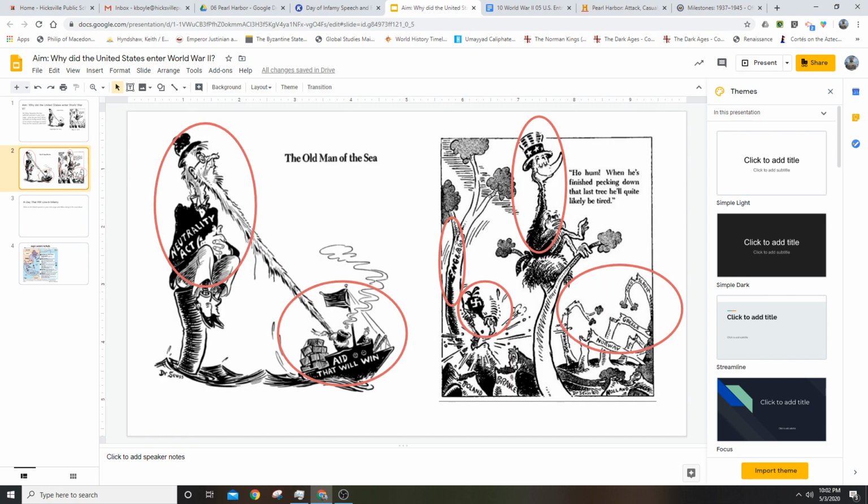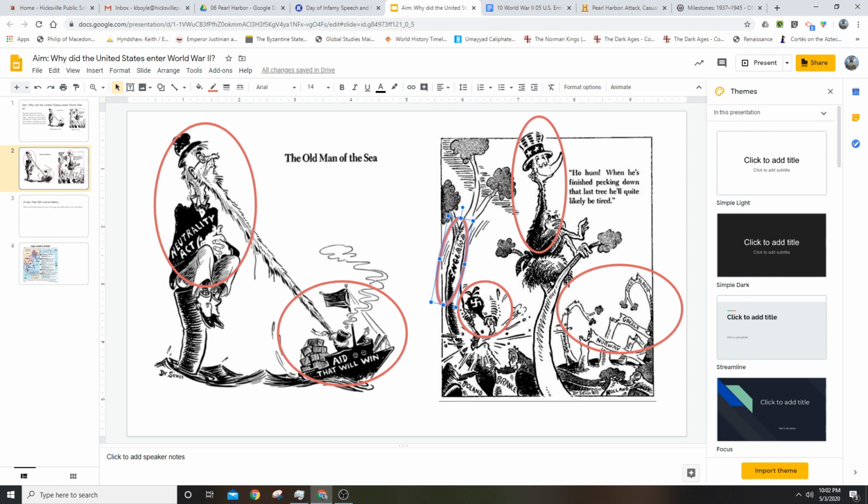All right, so you have looked at these cartoons. You have noticed a lot of different things in the cartoons. Let's start with this one over here on the right. This one on the right was published first. It was published in May of 1941. This cartoon is critical of the American policy of neutrality during World War II. So, in the forefront and right in the center of this cartoon is the United States.